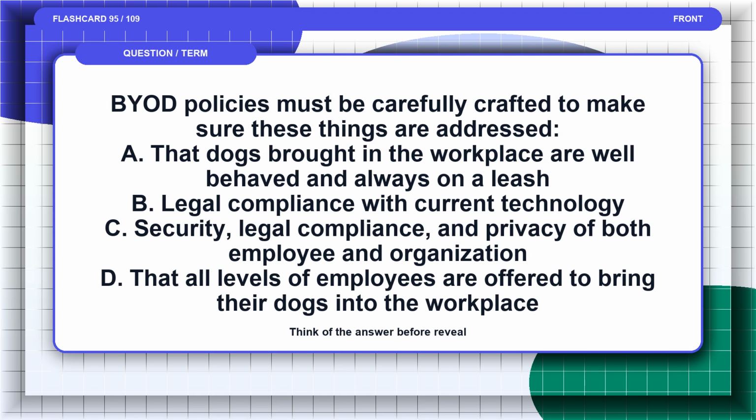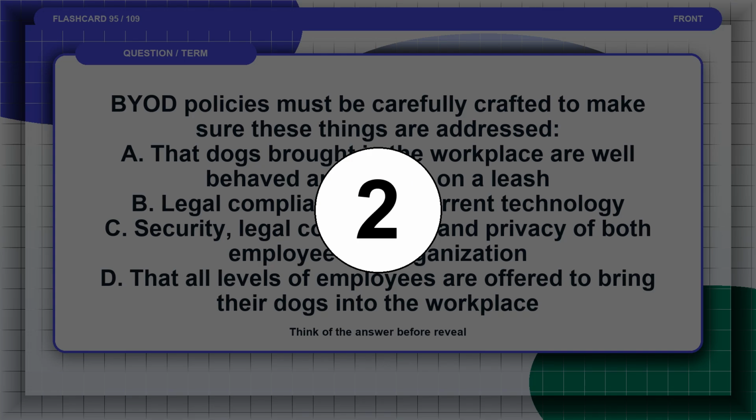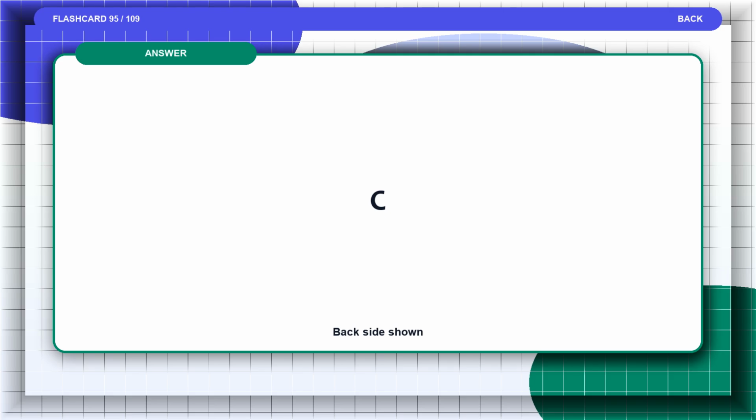Flashcard 95. BYOD policies must be carefully crafted to make sure these things are addressed. A, that dogs brought in the workplace are well behaved and always on a leash. B, legal compliance with current technology. C, security, legal compliance, and privacy of both employee and organization. D, that all levels of employees are offered to bring their dogs into the workplace. Pause and think of the answer before the reveal. The answer is A.